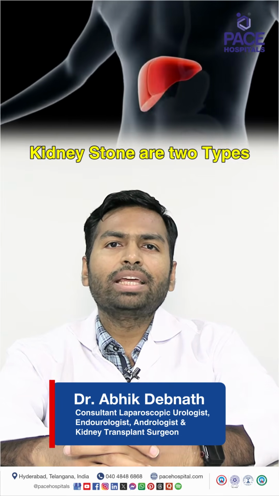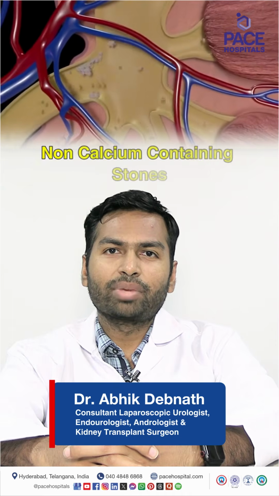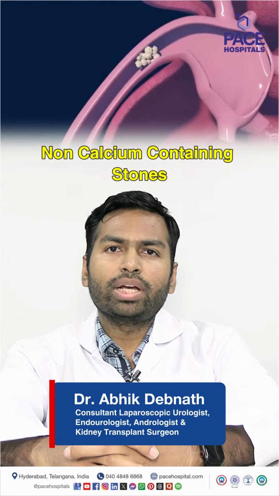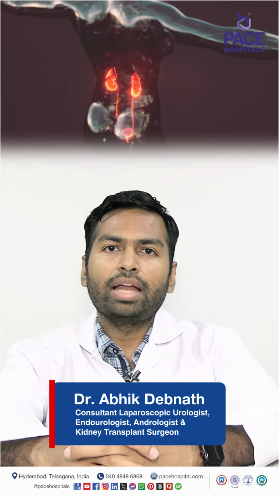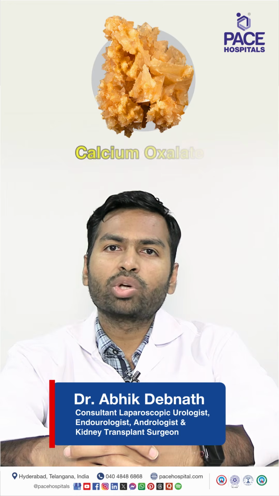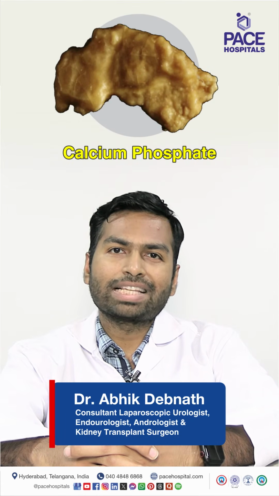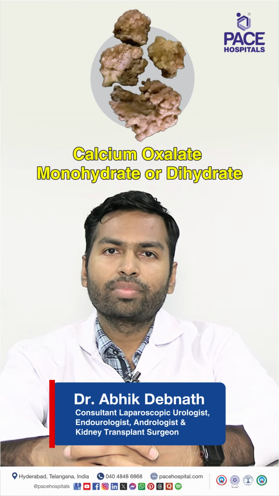Kidney stones are broadly classified into two types: calcium containing stones and non-calcium containing stones. Most of the kidney stones, that is the majority, about 80 to 90% of them, contain calcium. And it is of two types, calcium oxalate or calcium phosphate. Calcium oxalate can also be classified into calcium oxalate monohydrate or dihydrate.